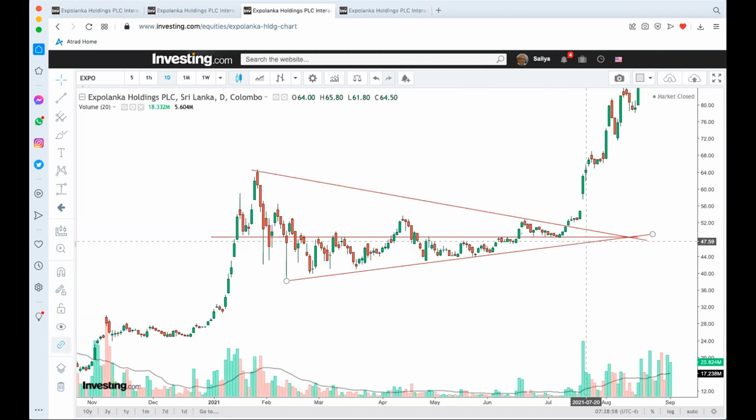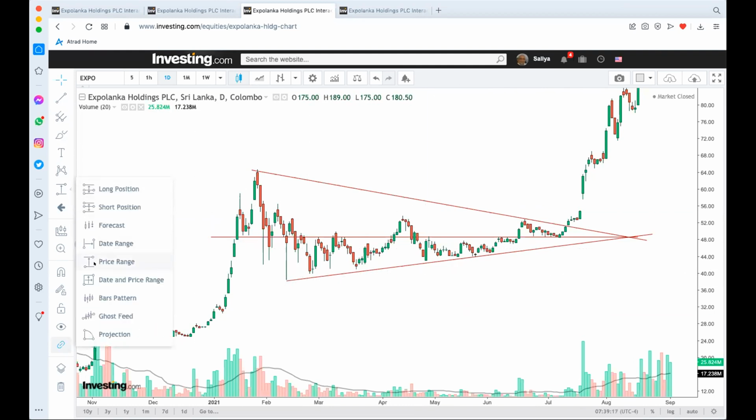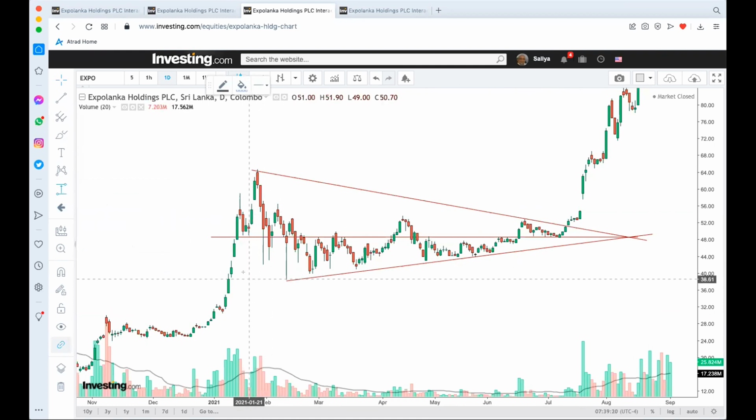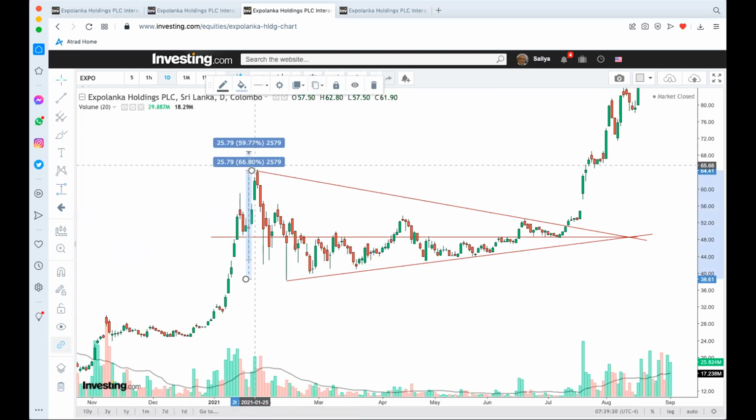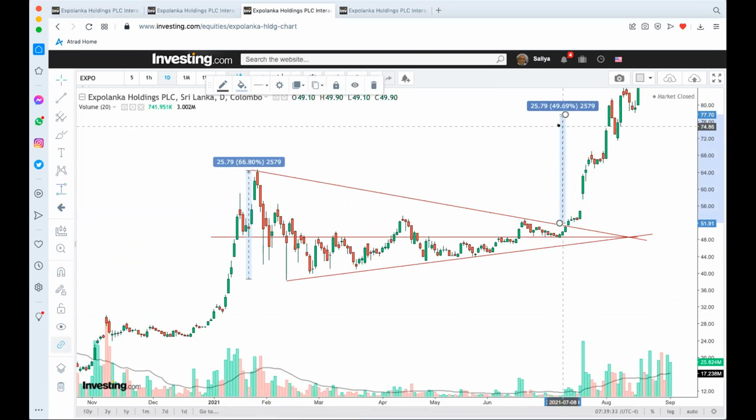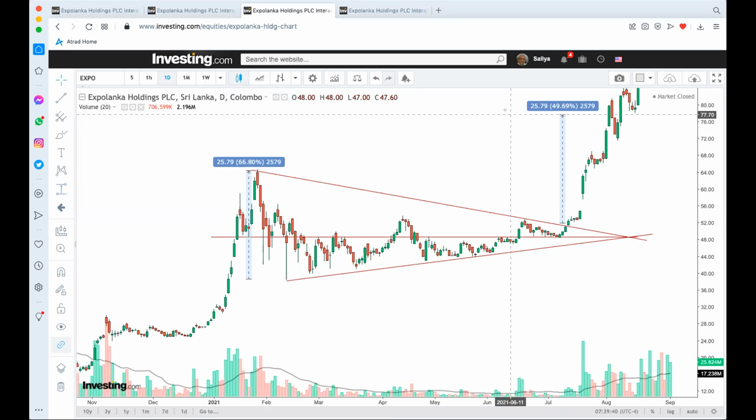So this apex line succeeded in coming in as a support line. We can see that it came down, tested that area, and thereafter there is a breakout. And if you just do the projection from this low to this high, clone it. Once the breakout took place, we can see that the target was 77.70, giving a return of 49.69%.